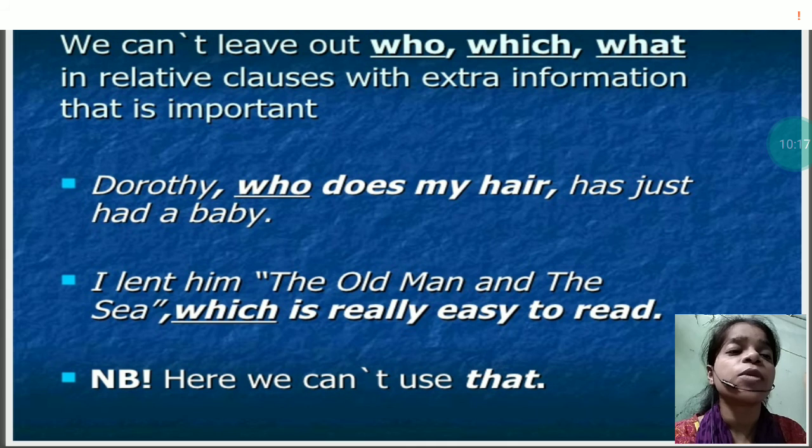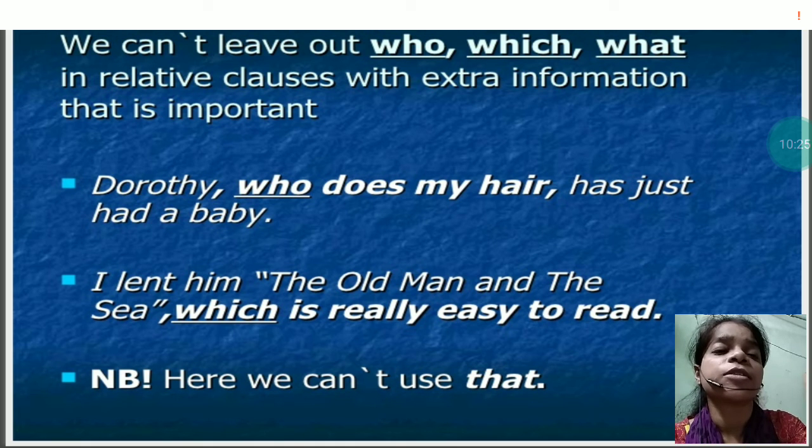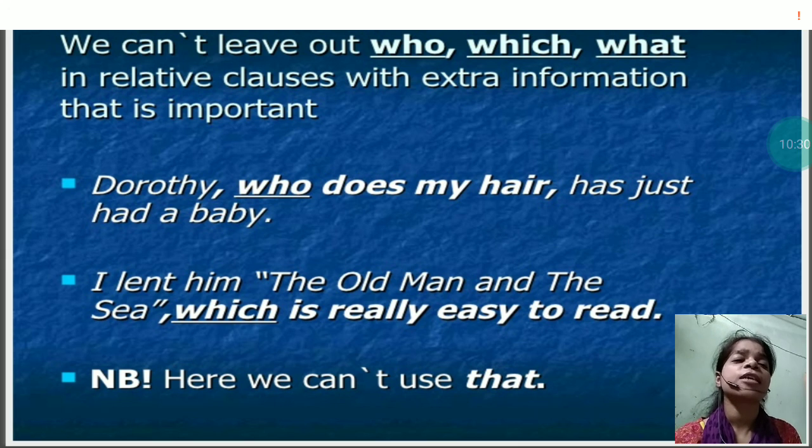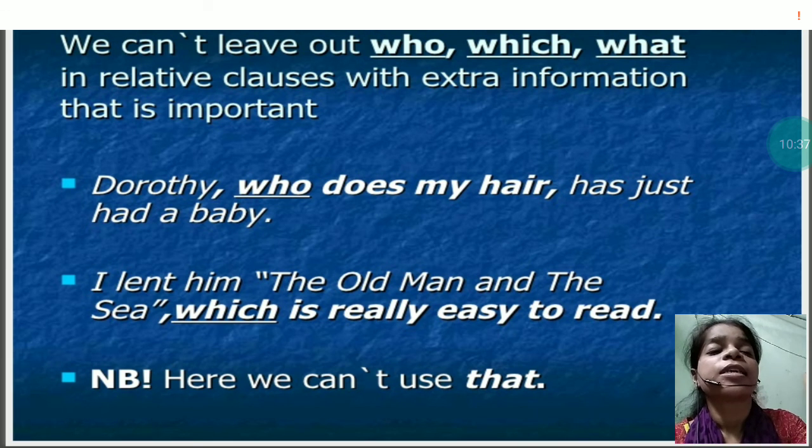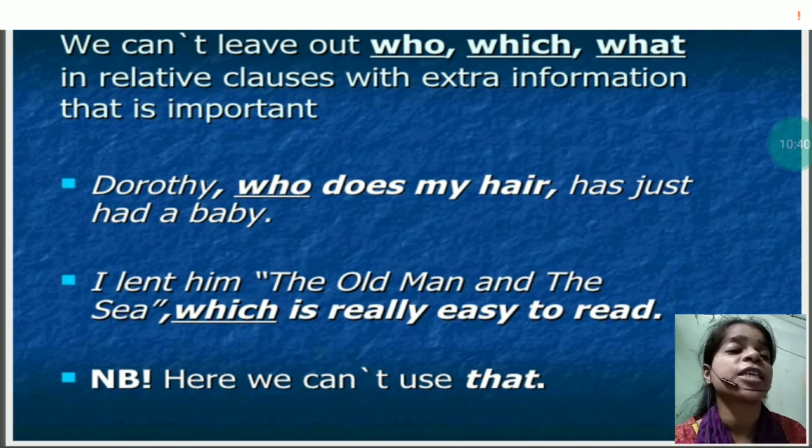I lent him The Old Man and the Sea, which is really easy to read. Now omit the word which and read the sentence: I lent him The Old Man and the Sea is really easy to read. Now you can see the sentence is incorrect, meaning there is something missing, or you can say the structure and the meaning of the sentence changed. So that's why we cannot omit who, which, what.